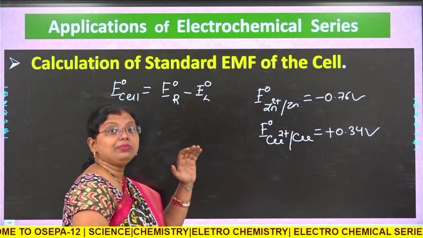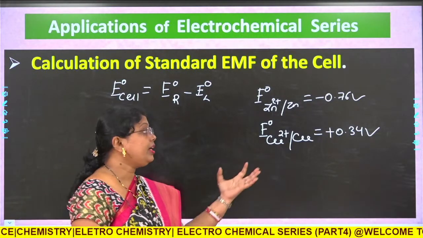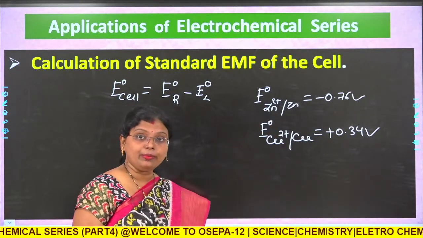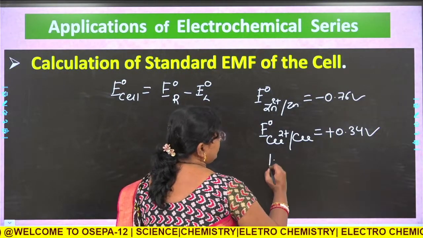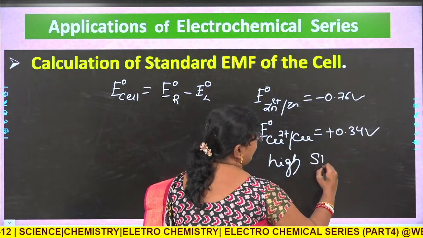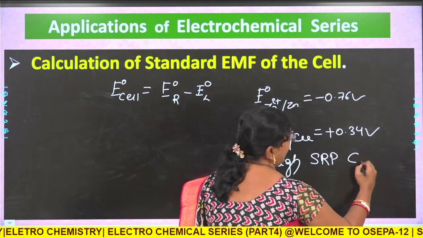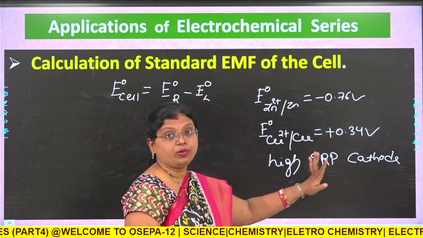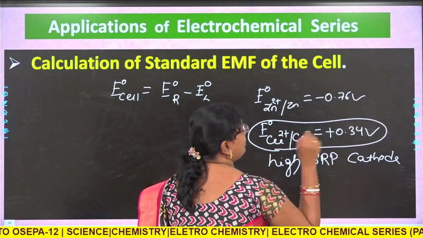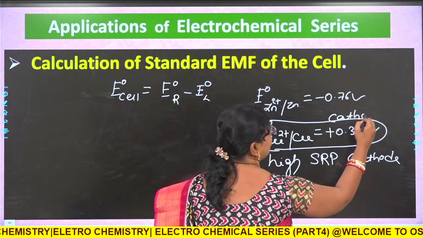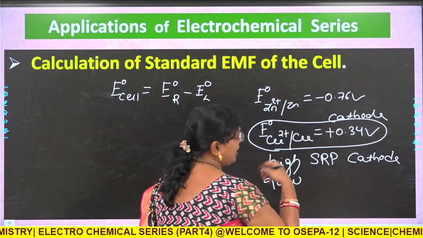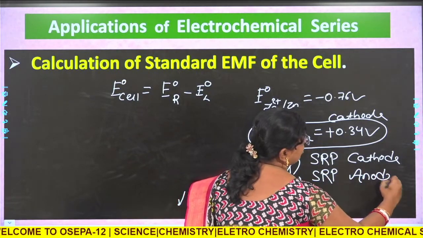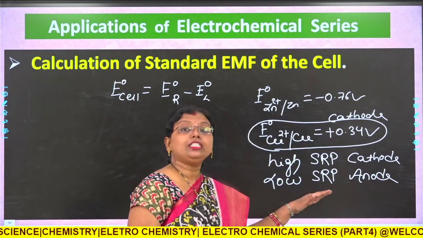So how do we determine which is anode and which is cathode? Already we have read the Daniell cell: zinc will act as anode, copper will act as cathode. But how to know if some unknown electrodes are given? Remember, the electrode having a high value of its standard reduction potential will act as cathode, or the right hand electrode, just like your copper. So here the copper will act as what? The right hand electrode or cathode. And the electrode which has a low value of standard reduction potential will act as anode.